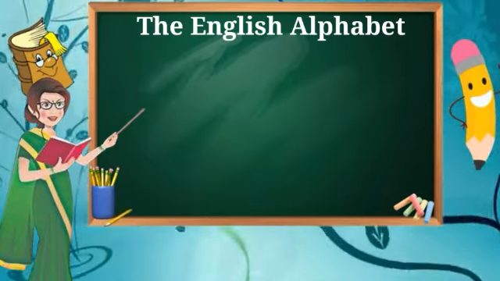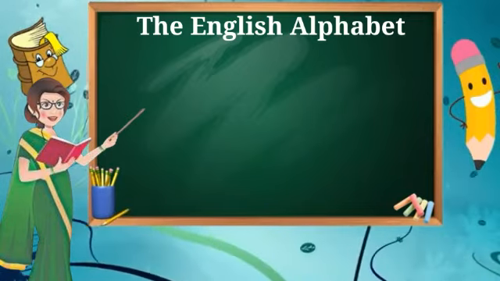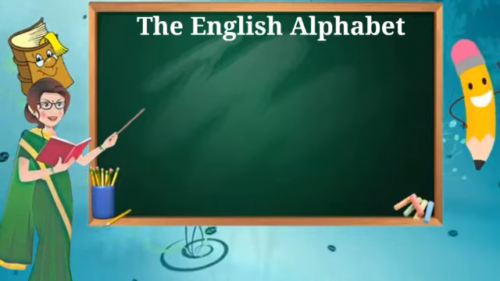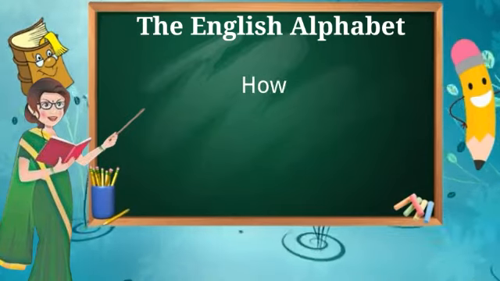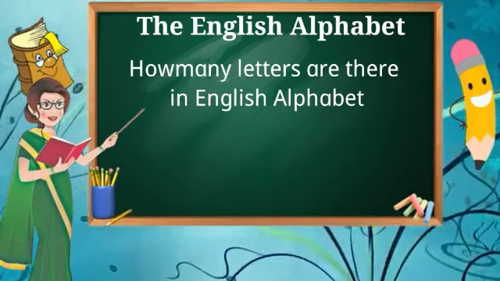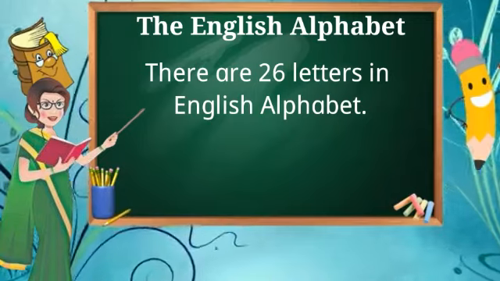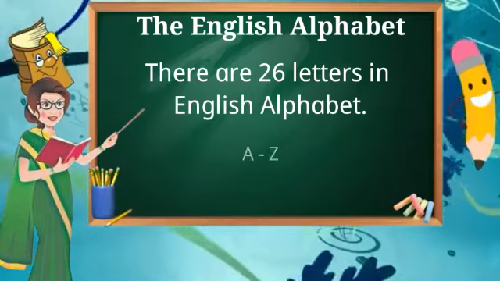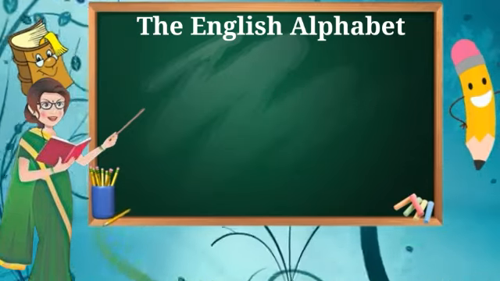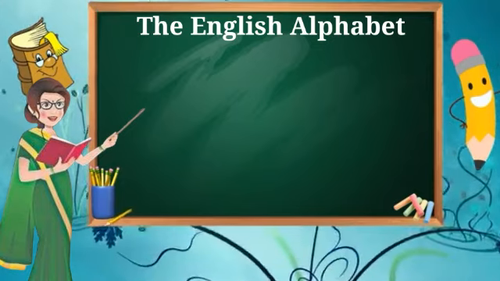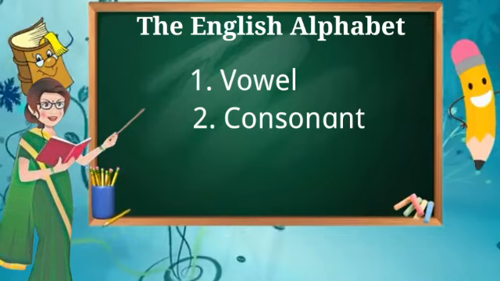Our first lesson from Holy Faith Grammar, the English alphabet. I know most of the children more or less know about the English alphabet, as you have already learnt in your previous class. So children, can you tell me how many letters are there in English alphabet? Yes, there are 26 letters in English alphabet and they are from A to Z. Okay, now we will categorize all the letters in 2 parts. First one, vowel part, and the second one is consonant part.